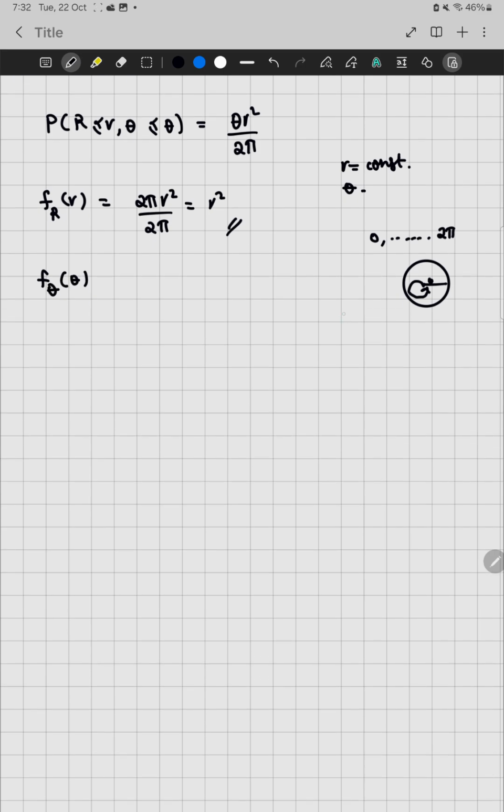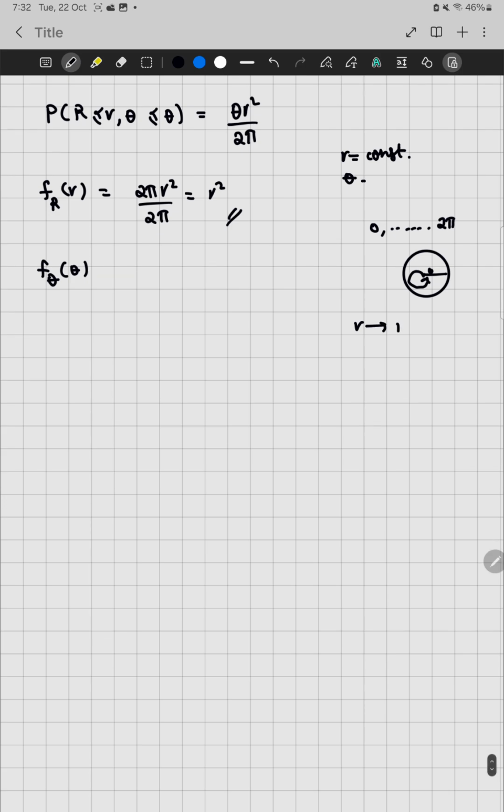Here, the maximum value of r will go to 1, because they set a unit radius circle. The circular board, maximum it can go to 1. Theta will be constant, so it will be nothing but theta by 2 pi into 1 square, which is nothing but theta by 2 pi.